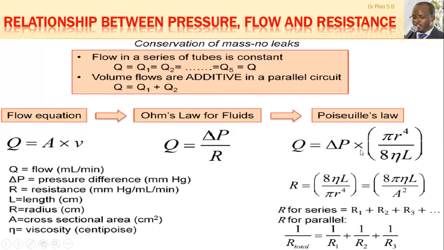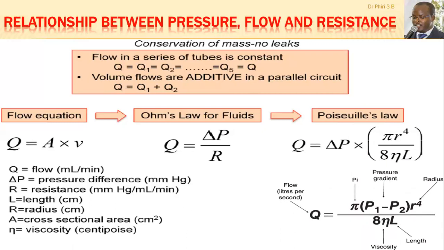So this equation is called Poiseuille's equation, or the Hagen-Poiseuille equation. Blood flow, or flow of fluid, is equal to pi multiplied by the pressure gradient. You subtract pressure at point 1 minus pressure at point 2, which gives you the pressure gradient, then multiplied by r raised to the power 4. So the radius raised to the power 4, divided by 8 multiplied by viscosity multiplied by the length.